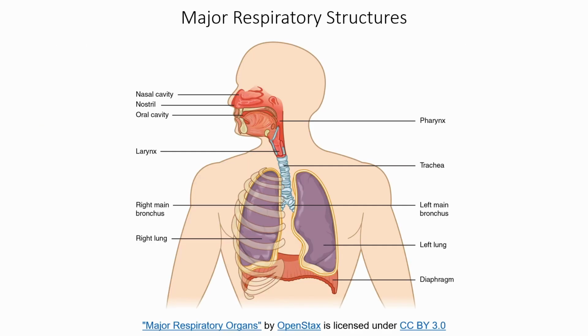If we look at the major structures, we have the nasal cavity and the nostrils, sometimes called the nares, so you may see nares as well. We have the oral cavity because we can breathe through our mouth as well. Both the nasal cavity and oral cavity lead back to the pharynx, which then leads down to the larynx, which then leads down to the trachea. We have a left and a right bronchus, each one going to their respective lungs. There are bronchioles and alveoli inside of each of these lungs as well.